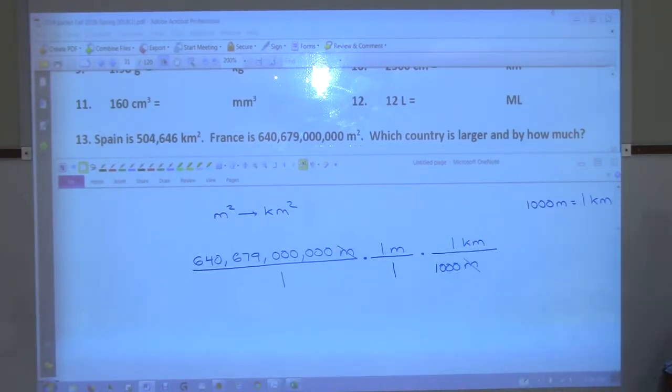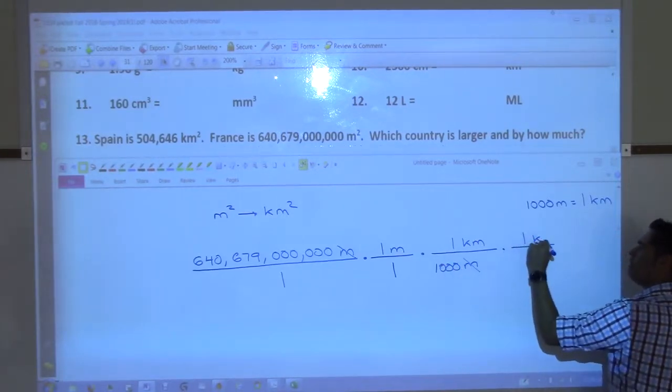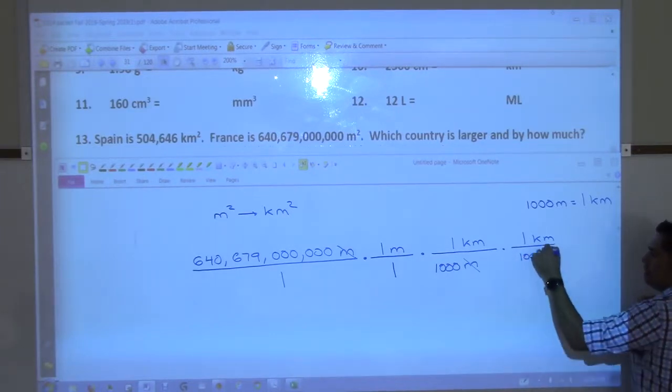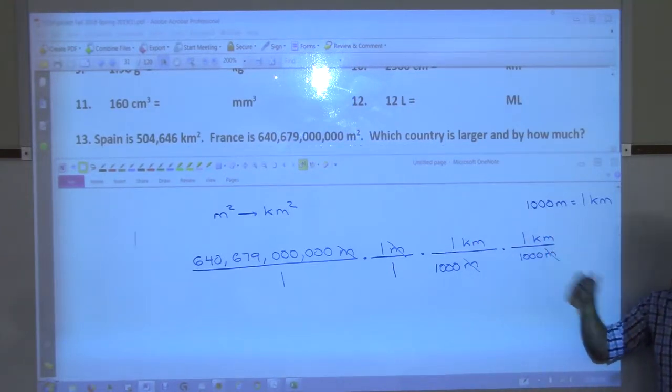Then I have to do it again, right? Because I have another meter to cancel. So I do 1 kilometer over 1,000 meters, and again, the meters cancel. And now I will get kilometers times kilometers, which is kilometers squared, which is what we're trying to get to.